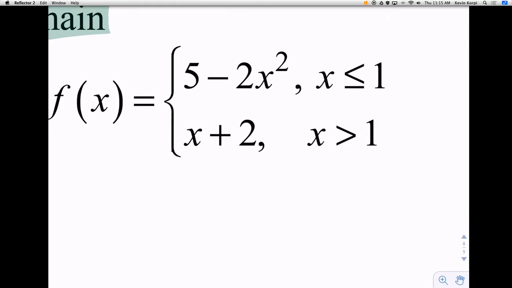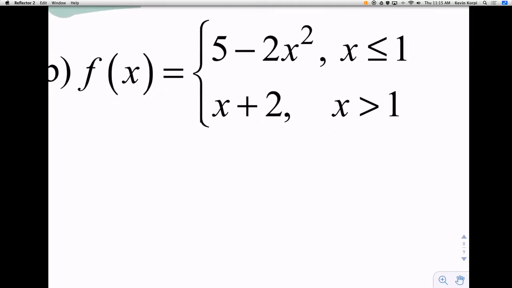What's f of 1? 3. So we got 2 to the 3 right there. What's the limit from the right of 1? 3. Does 3 equal 3 equal 3? It does. So is f continuous there? Yes. Let's quickly review how to determine if it's differentiable there. We know it's continuous. Does that mean it's differentiable?